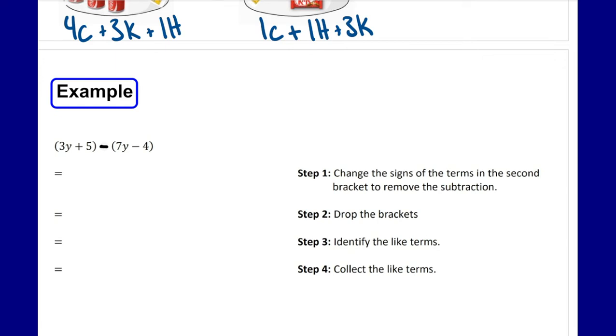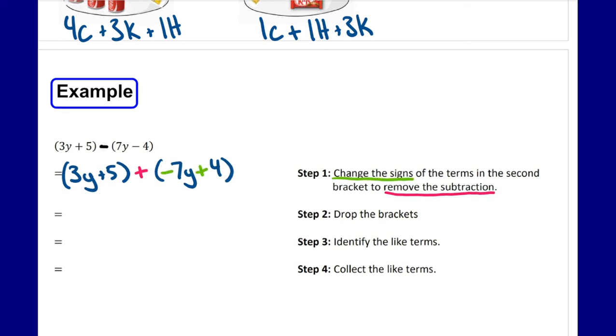So what I need to do is change all the signs in the second bracket. So we have 3y plus 5 still. I'm going to change the signs in the second bracket. So a plus 7y becomes a negative 7y, and a negative 4 or minus 4 becomes plus 4. By doing that, that removes the subtraction and makes the middle, I'll make it a little different color, it makes it addition now. So by removing the subtraction, I've made it an addition. And I've removed the subtraction by changing the signs. Actually, let me do those in a different color as well.